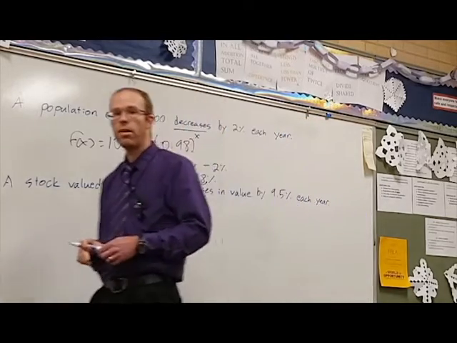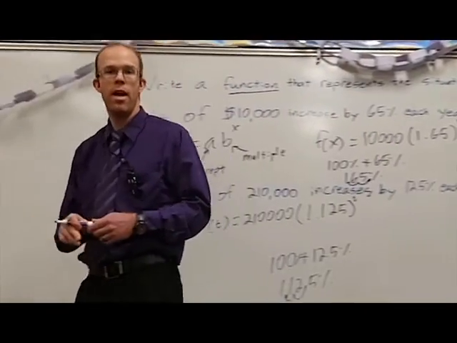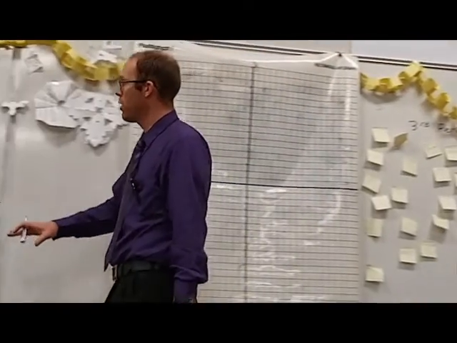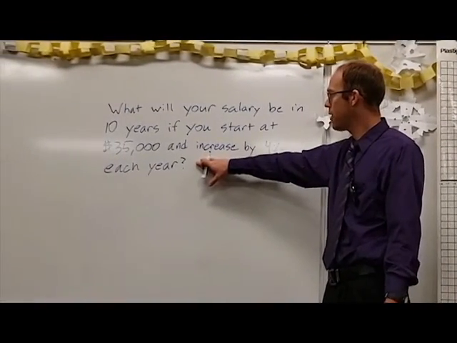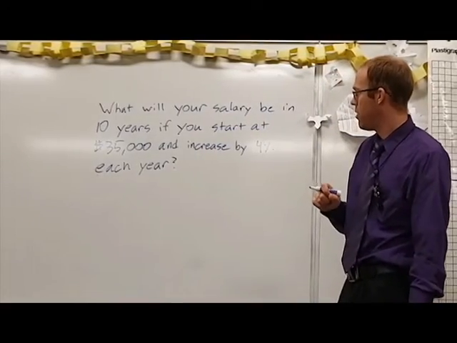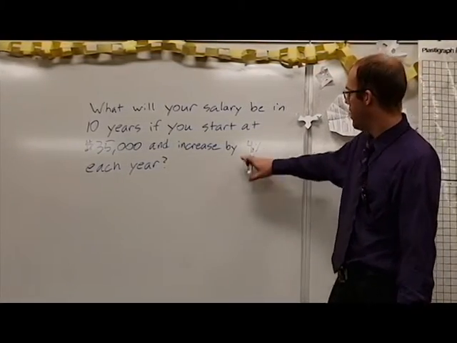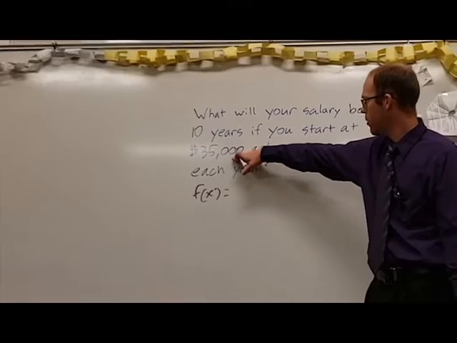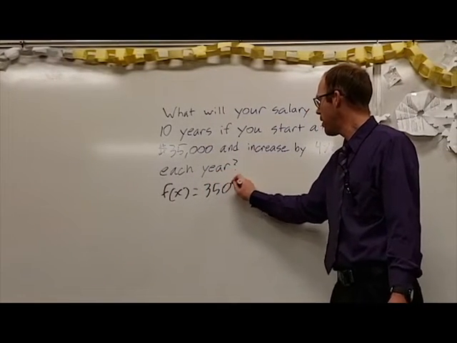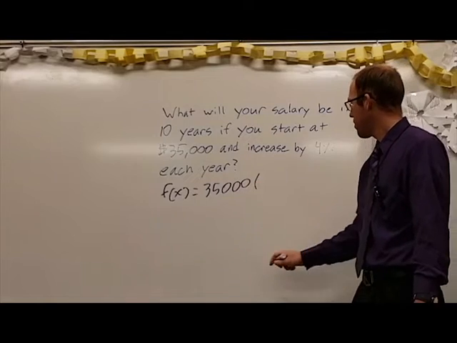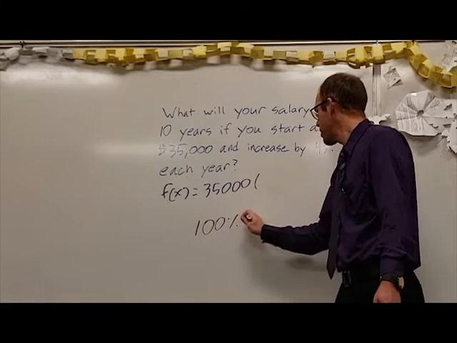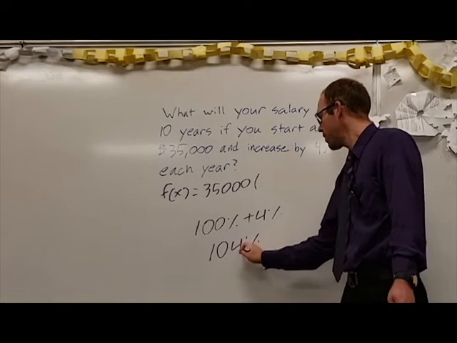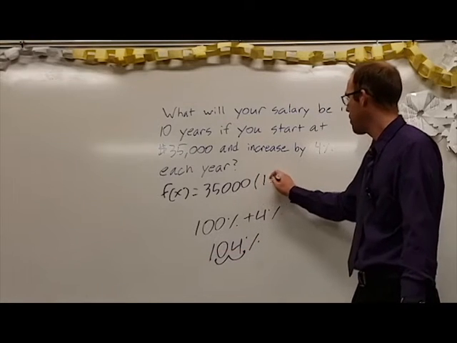Now with this, we're able to tackle the question that we ran into at the beginning of this section where we had a starting salary and wanted to figure out how much we were going to earn in 10 years. So let's take a look at that. What will your salary be in 10 years if you start at $35,000 and it increases by 4% each year? So f of x equals, we've got our starting value right here, which is 35,000. We're going to multiply that by our 100% plus the 4%, which gives us 104%, written as a decimal, will be 1.04.